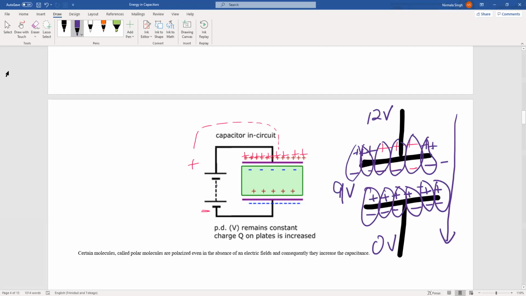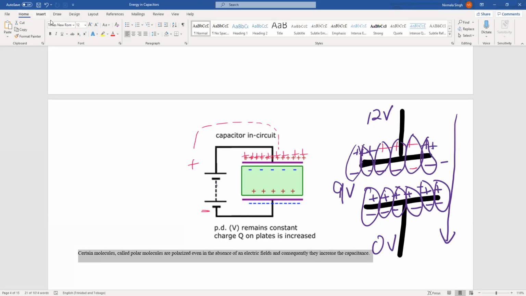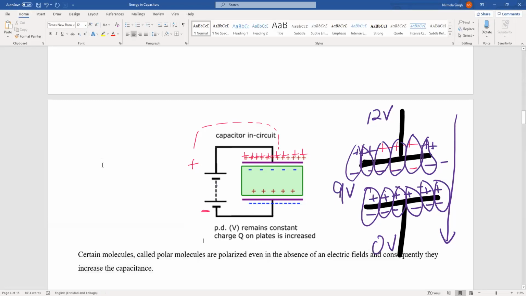Continue reading. Certain molecules are called polar molecules. Certain molecules called polar molecules are polarized even in the absence of electric fields, and consequently, they increase their capacitance. So almost any material, yeah, digest. I know it's a brand new topic. You're going to have to read it and go through it.